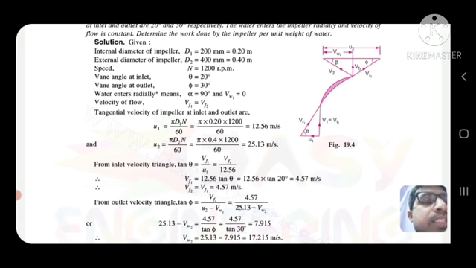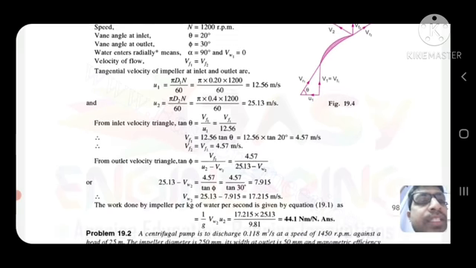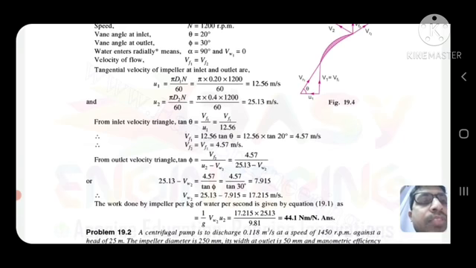D1 is equal to 200 millimeter, that is equal to 0.20 meter. External diameter of the impeller D2 is equal to 400 millimeter, 0.4 meter. Speed N is equal to 1200 rpm. Vane angle at inlet theta is equal to 20 degree. Vane angle at outlet phi is equal to 30 degree. Water enters radially means alpha is equal to 90 degree, Vw1 equal to 0. Velocity of flow Vf1 is equal to Vf2.